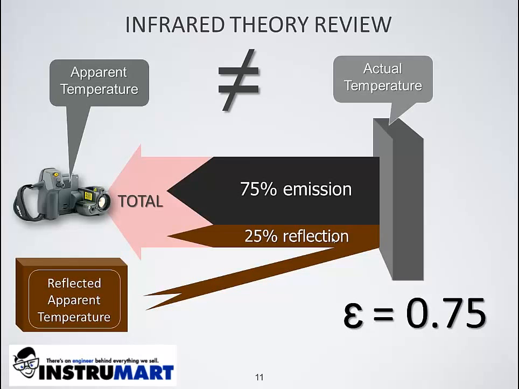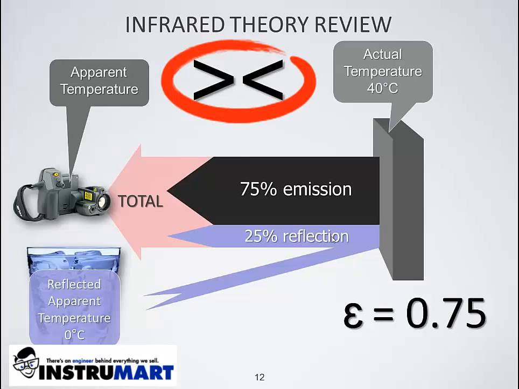Let's also assume that we have made no emissivity adjustment to the infrared camera. As such, the camera will make no compensation for the reflected radiation. How might the reflected radiation impact the camera measurement? Well, it depends. It depends upon the temperature of the reflected source. It depends upon the value of the reflected apparent temperature and the temperature difference from the actual temperature of the target.